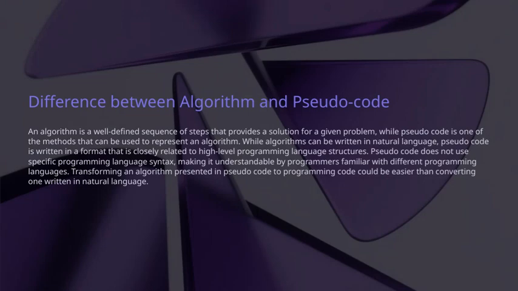Let's take a moment to clarify the difference between an algorithm and pseudocode. An algorithm is essentially a well-defined sequence of steps designed to solve a specific problem. Think of it as a clear recipe that guides you through the process. Pseudocode, on the other hand, is a way to represent that algorithm. It's a method that uses a format similar to high-level programming languages, but without the strict syntax. While you can describe algorithms in natural language, pseudocode provides a more structured and clear way to outline the logic.